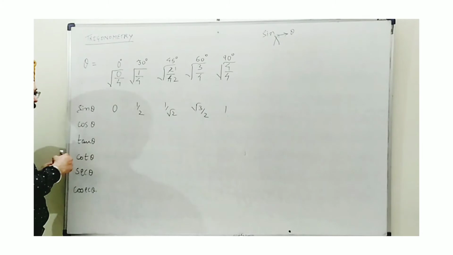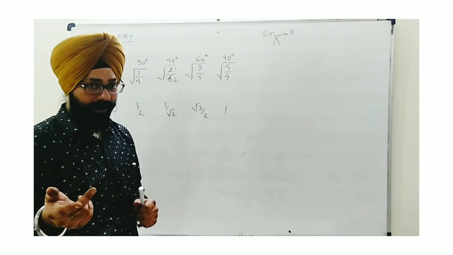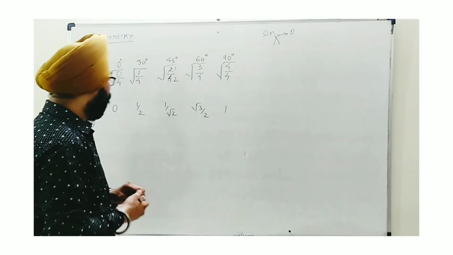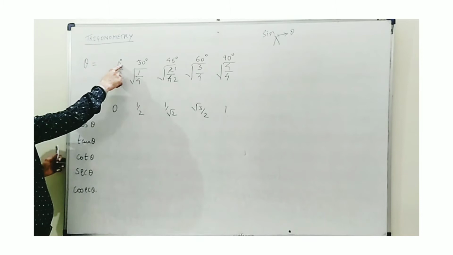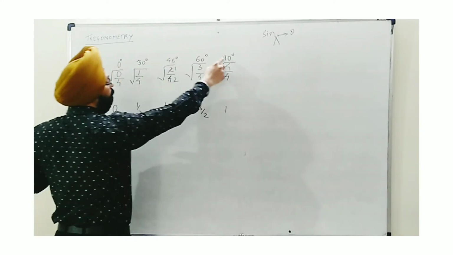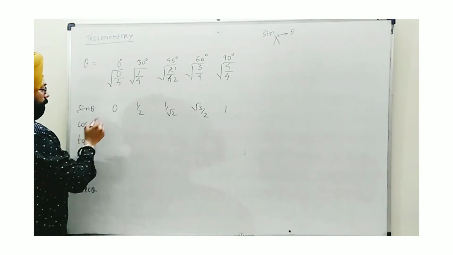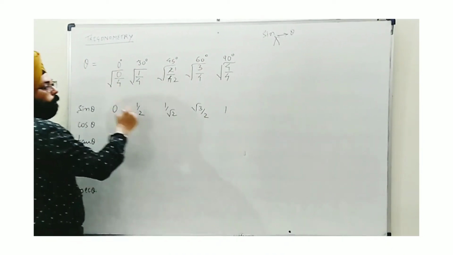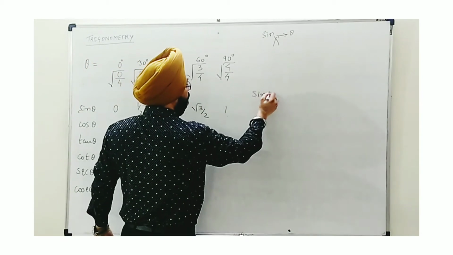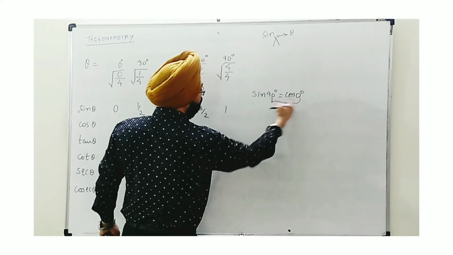Here for cos theta, as we have recently seen, sine and cos have a complementary angle relation. So for cos 0, 0 makes a complementary angle with 90. So the value of sin 90 will be equal to cos 0. You just see their sum is 90.